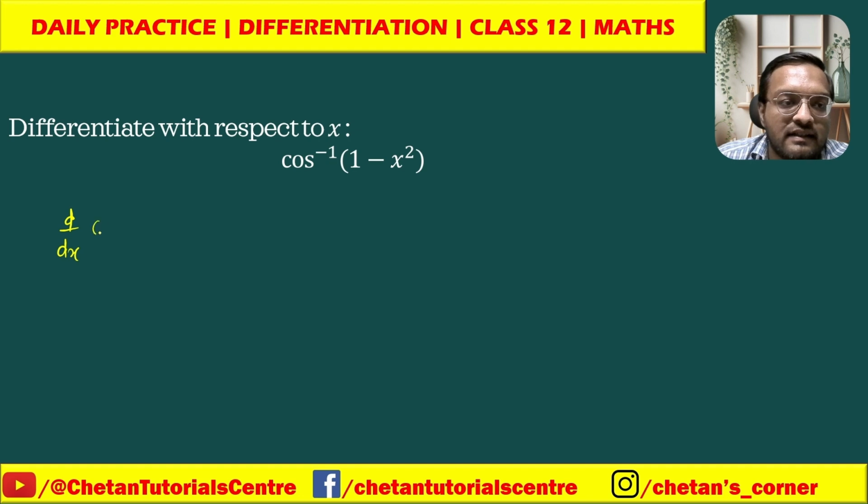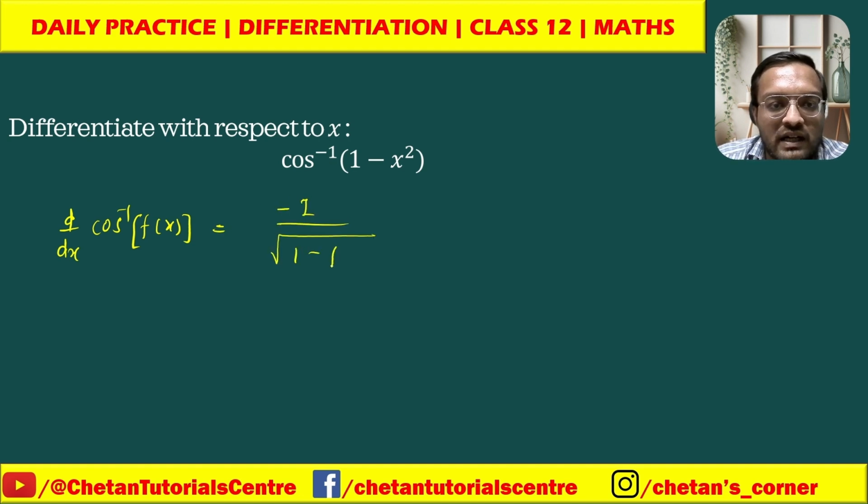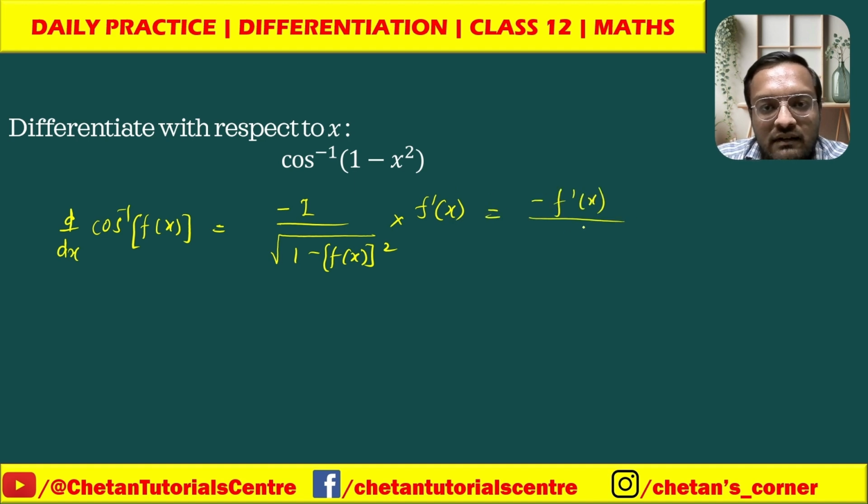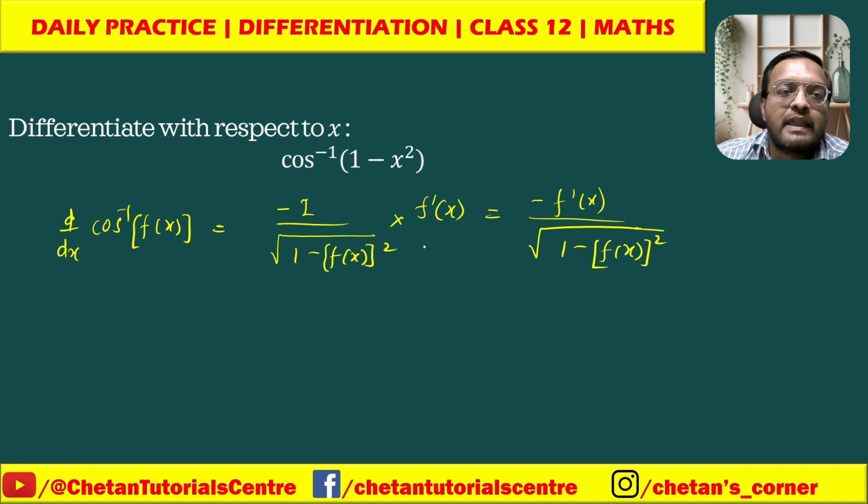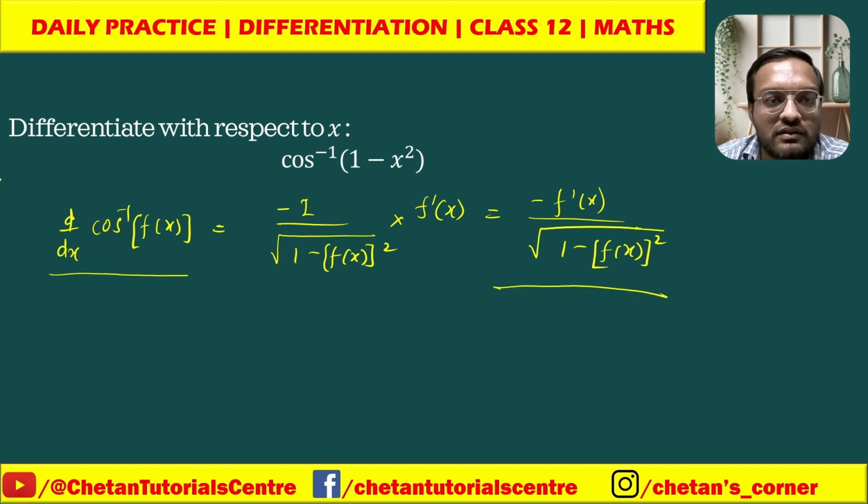d by dx cos inverse of f of x is equal to minus 1 upon under root of 1 minus f of x bracket square multiplied by the derivative of f of x, that is f dash of x, that is equal to minus f dash of x divided by under root of 1 minus f of x bracket square. So this is the formula that we have to use to solve this question. Now how to apply this formula, let me show you.